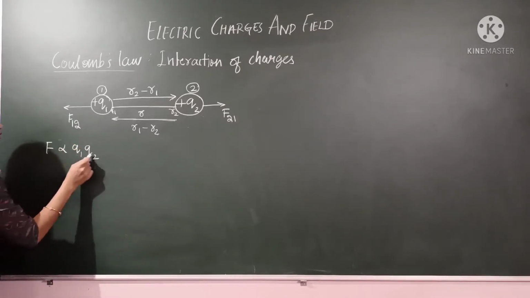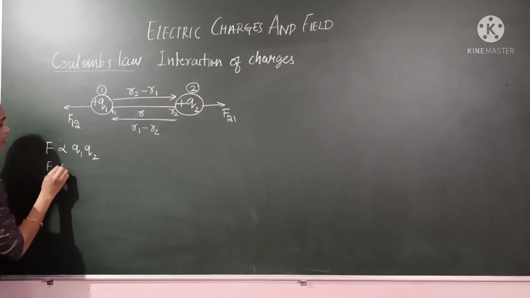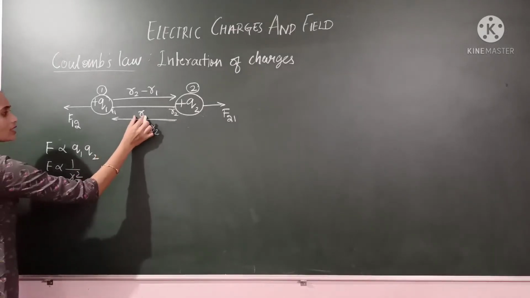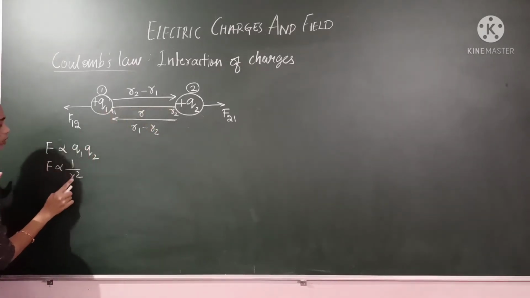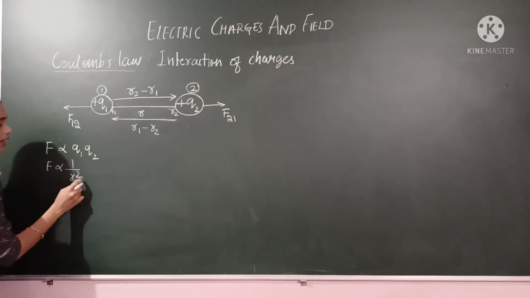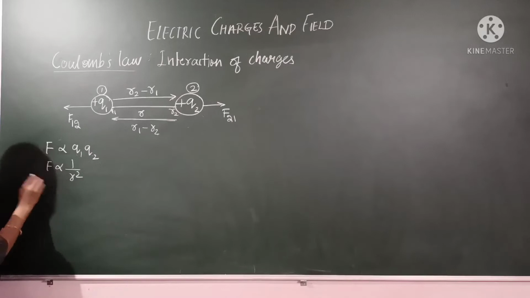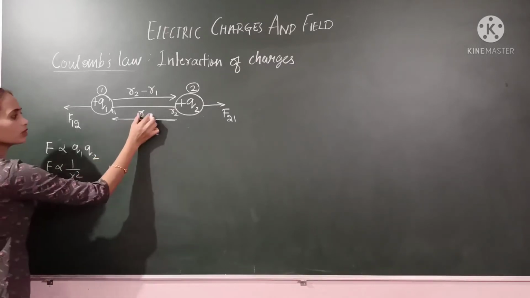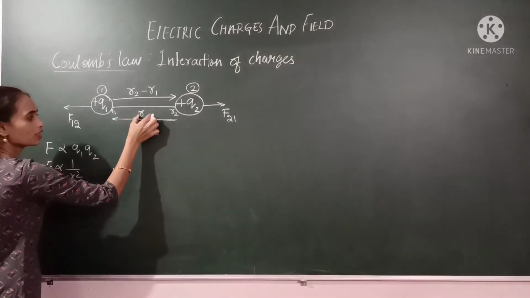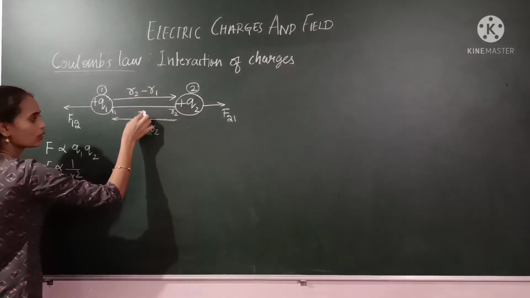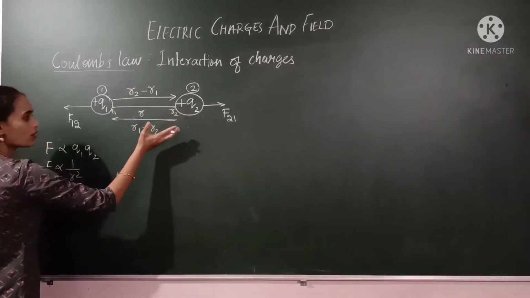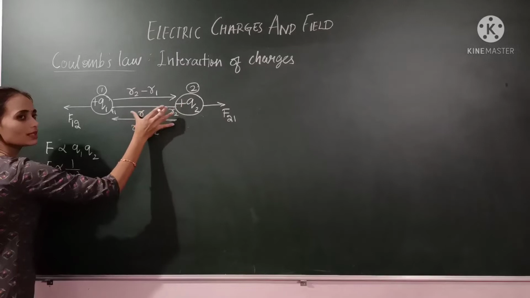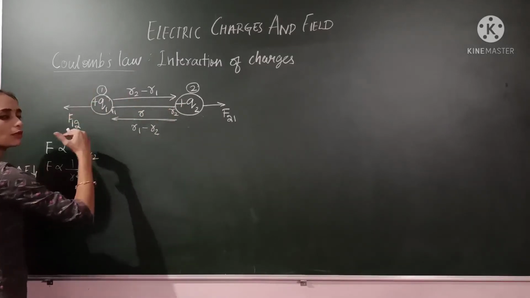So the force is directly proportional to Q1 Q2, and the force is inversely proportional to the square of the distance between the two charges. r is the distance between the two charges. Inversely proportional means as the distance increases, the force decreases. Suppose these two charges are placed at a distance of 1 meter. If you double it, from 1 meter to 2 meters, what happens to the force? The distance has doubled, so the force decreases by 4 times.